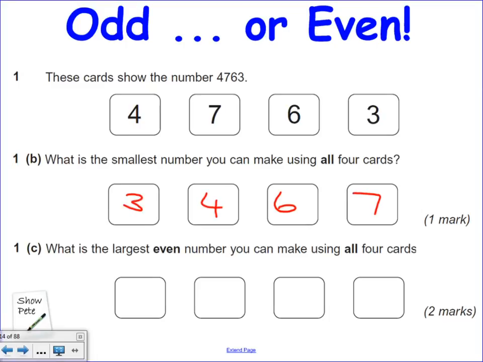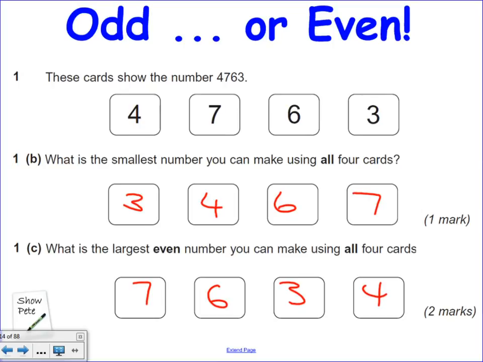3,567. Everyone understand that? Everyone get that? Yeah? So we're just rearranging them, and it's about place values. That's what that question's about. Largest even number, front right, what have you got? What's the largest even number? 7634. Everyone get that one? Yeah? No? Okay. Don't beat yourself up.